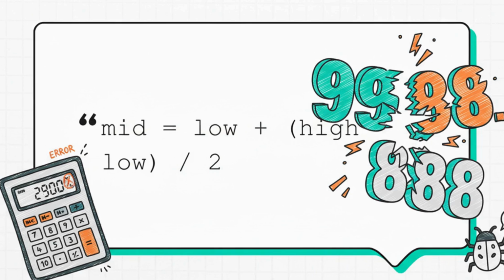Adding them together could actually be too big for the computer to handle, causing something called an integer overflow. The program just breaks. This other formula, low plus high minus low divided by 2, does the exact same thing mathematically, but it avoids that big addition. It's a safer, much more robust way to write it.